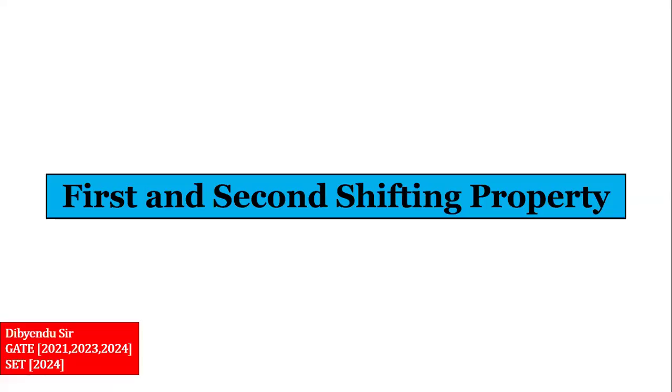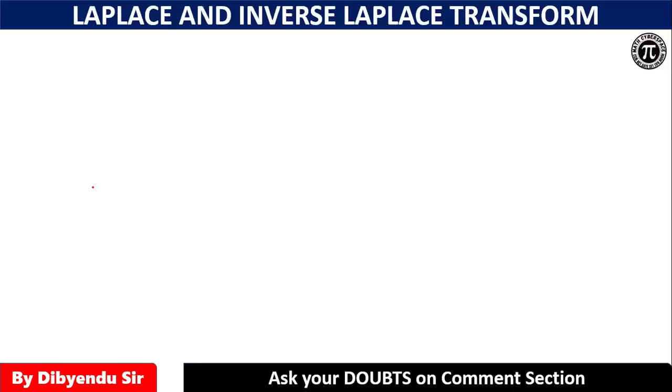Okay. Before starting the first shifting property and second shifting property, let's understand when and how we can use this first shifting property. Suppose we have a function e to the power at f of t. Okay, this is our given function. Now we have to apply Laplace on this function. That means Laplace of e to the power at f of t.